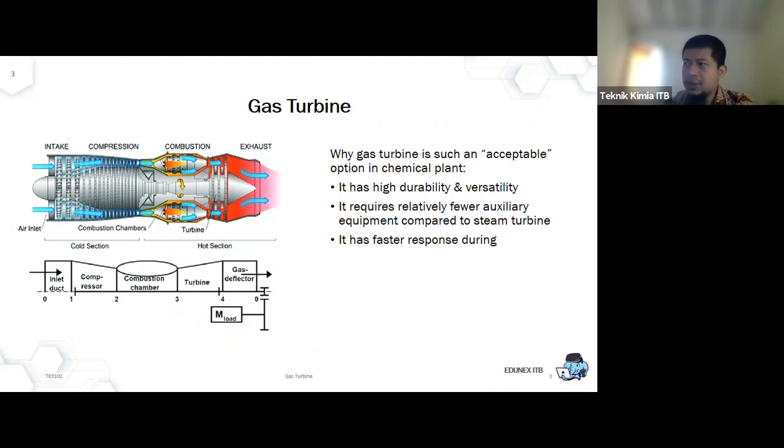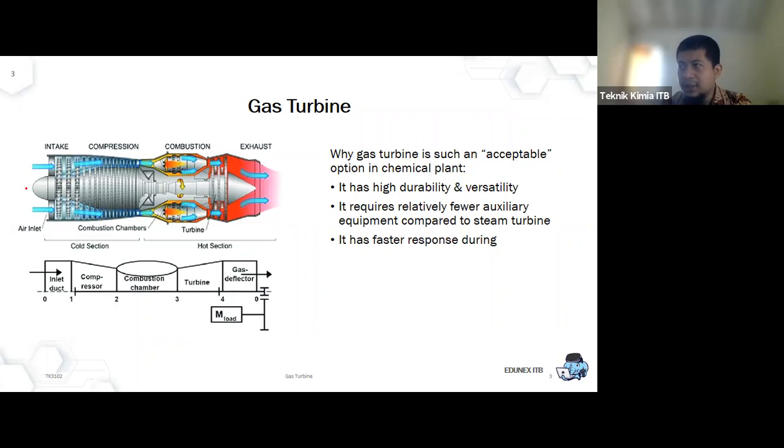Okay. So this is the gas turbine. When we are using gas turbine, the process always starts with sucking the air. And then after it's being sucked, it's being compressed. Compressor. So after being compressed, we combust it, or we burn. Then exhaust is there.